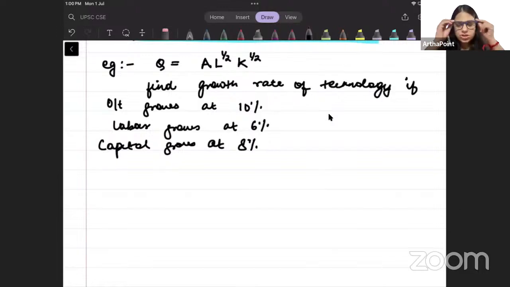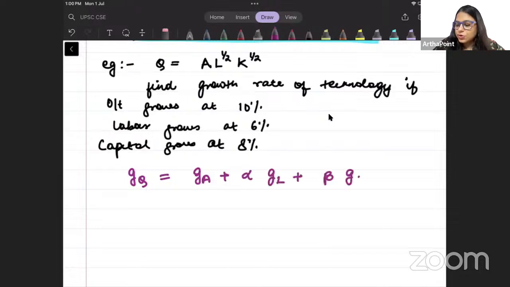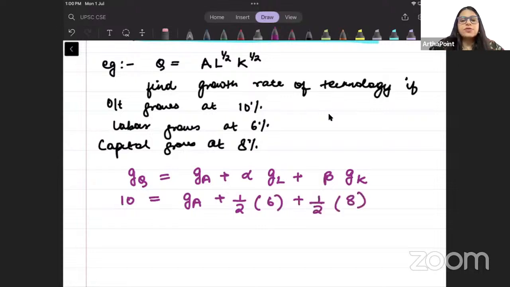So what can you do? Just put it in the formula. What is the formula? Growth rate of output is equal to growth rate of technology plus alpha, growth rate of labor plus beta, growth rate of capital. Growth rate of output is 10%. Growth rate of technology, alpha is half. Labor is growing at the rate of 6%. Plus beta is half. Capital is growing at the rate of 8%. Right? And now you can just find the growth rate of technology.